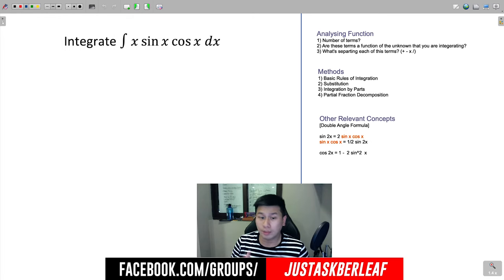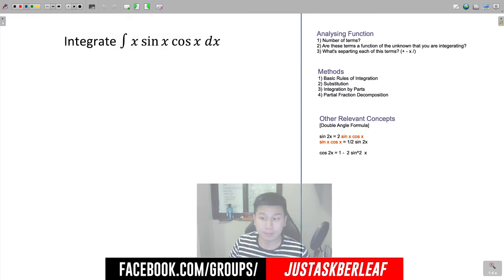We are going to look at how we apply a double angle formula to manipulate this integration function into something where we can apply the integration by parts method to solve for our integral. Alright, so without further ado, let us move ahead and get started.